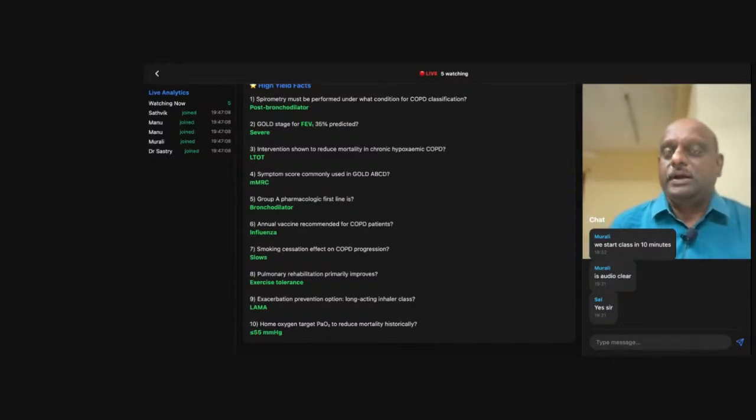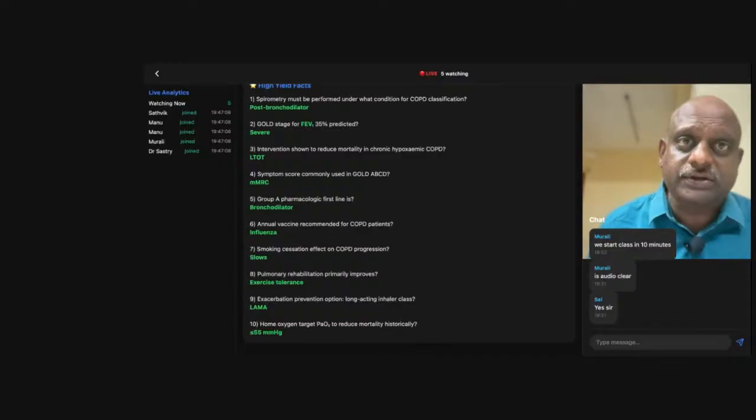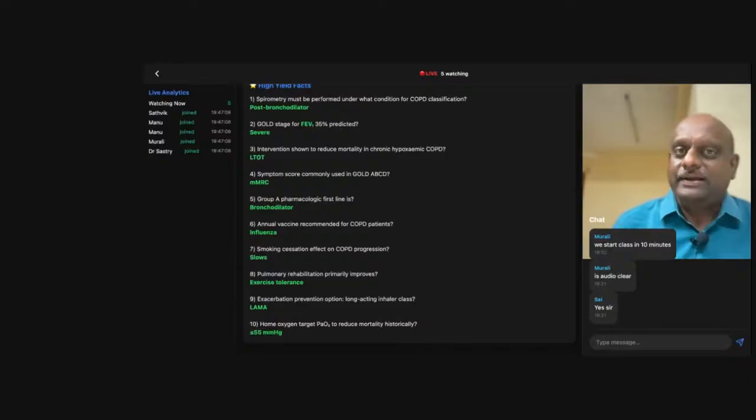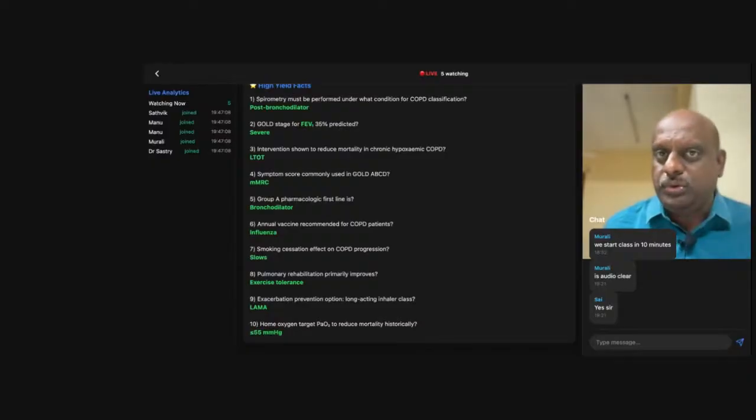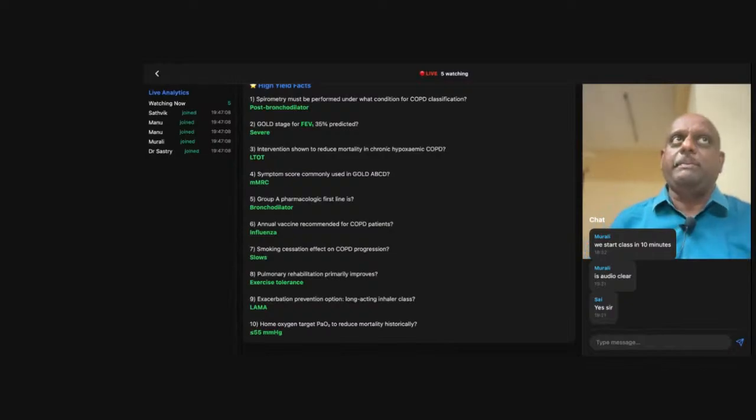So we need to give annual influenza vaccination to every COPD patient. And if smoking is stopped, COPD progression will also decrease. And what is the target PaO2 to reduce mortality by giving home oxygen therapy in COPD patients? Less than 55 millimeters of mercury is what you need to remember.